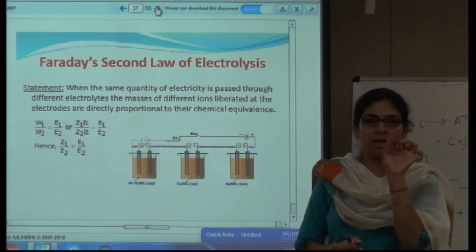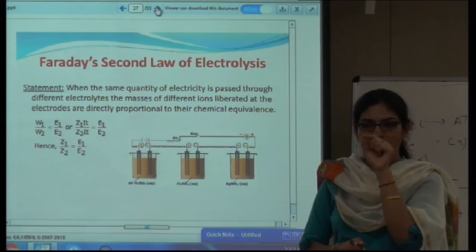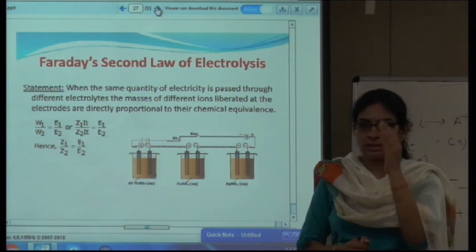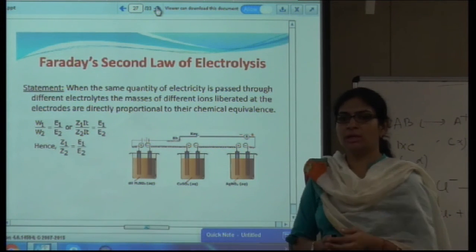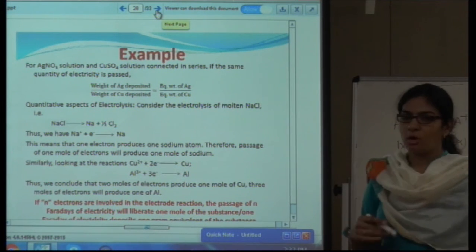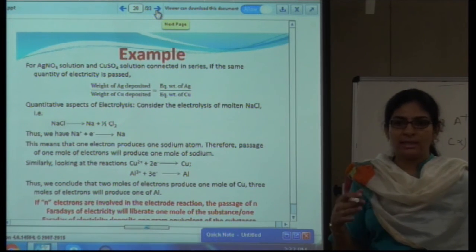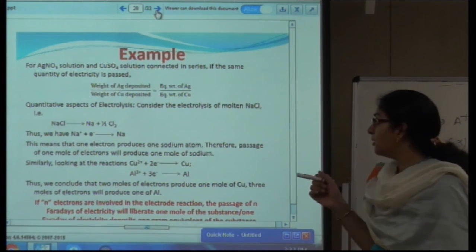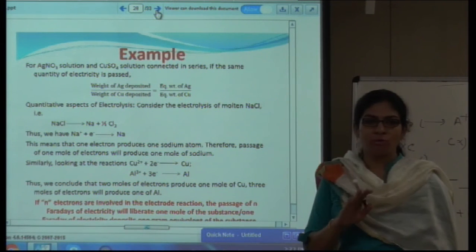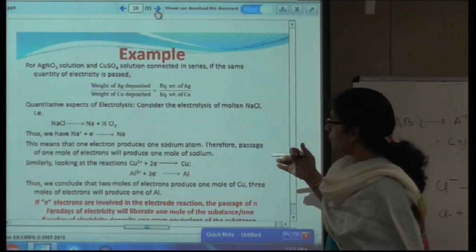And equivalent weight, you know, is given by molecular weight divided by the number of electrons which are transferred, or if it is an acid you divide by basicity, for a base you divide by acidity. You know how to calculate the equivalent weight, right? Here we can take an example. If you have copper sulfate solution and silver nitrate solution in series, you are passing the same charge, but the same amount of silver and copper will not be deposited on the respective electrodes. How can you account for that?